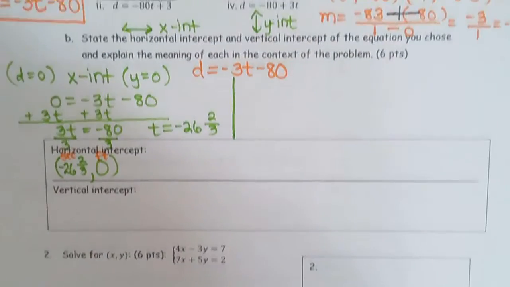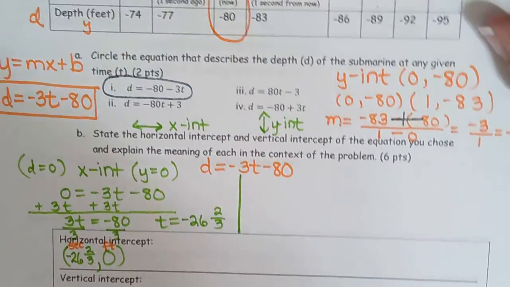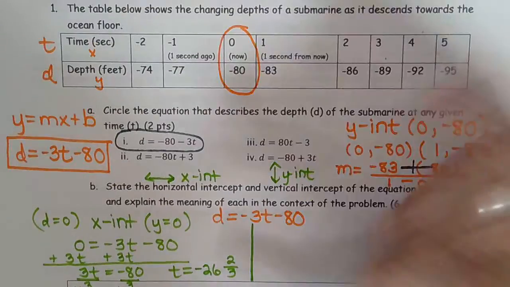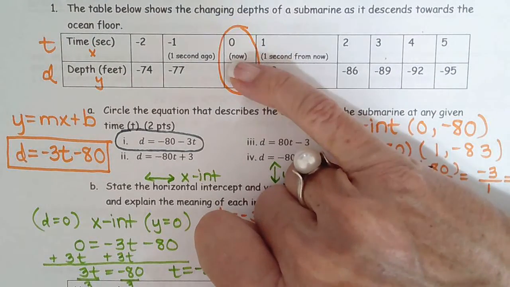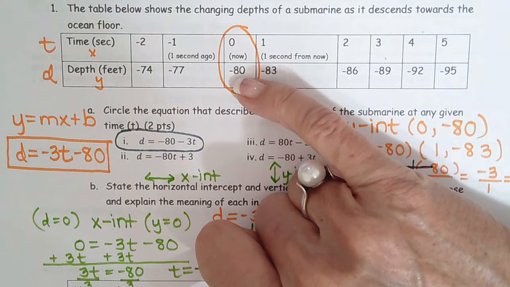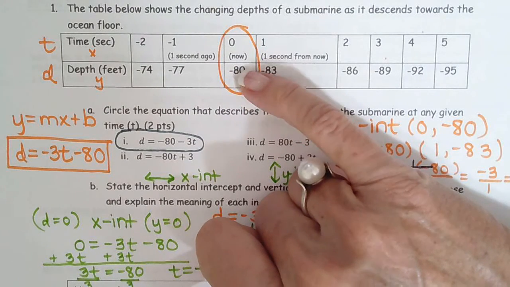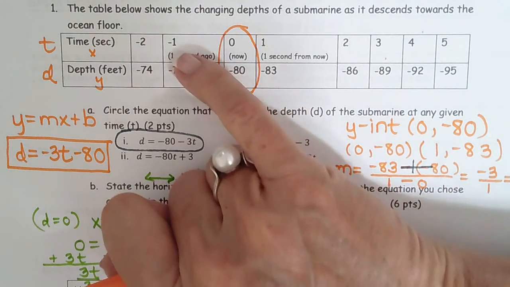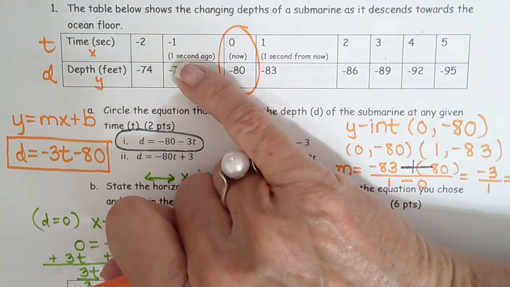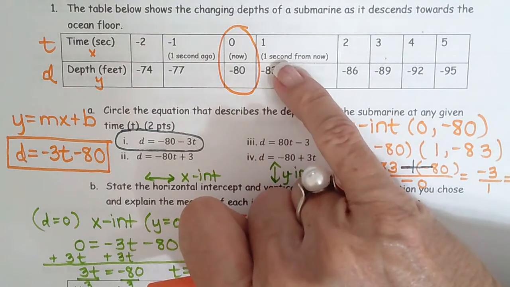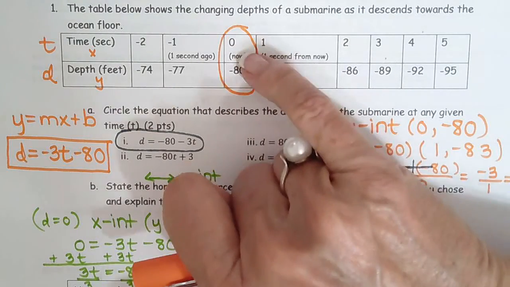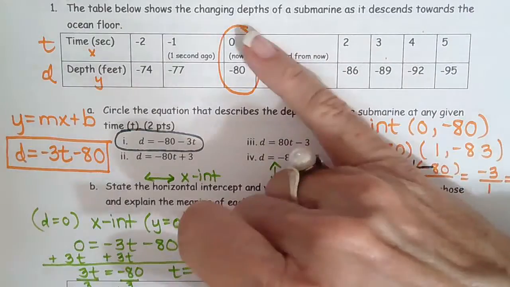One thing you do have to do is familiarize yourself with the verbiage in this table. So 0 is considered now, because this is a submarine. So we could say right now the submarine is 80 feet deep, because negative 80 means it's down 80 feet. When they're negative numbers for the x's, they're telling us to use verbiage seconds ago. And when they're positive numbers, it's seconds from now. So 0 is now, positives are in the future, negatives are in the past.